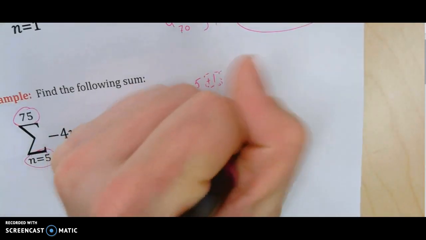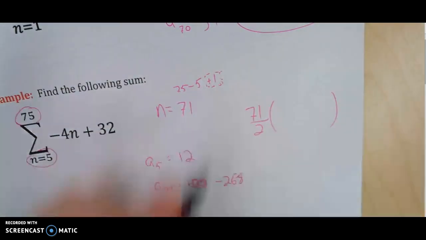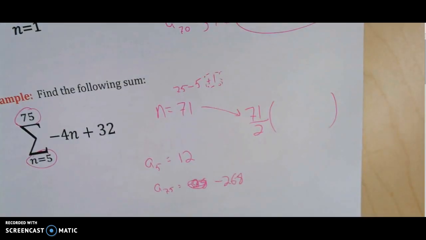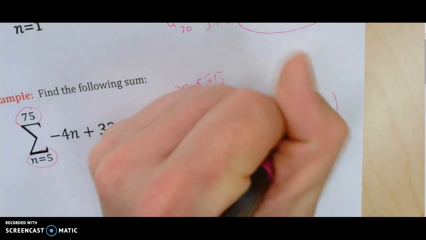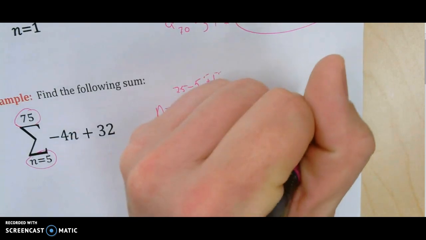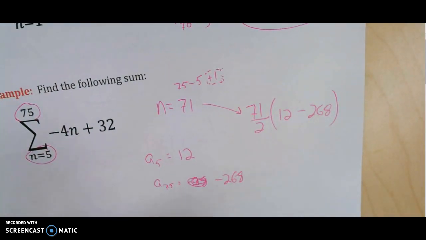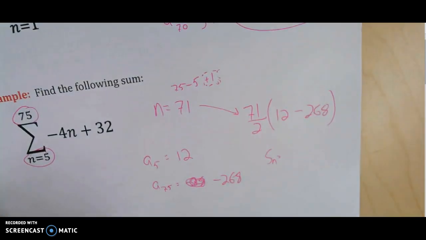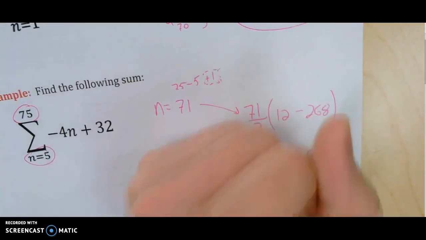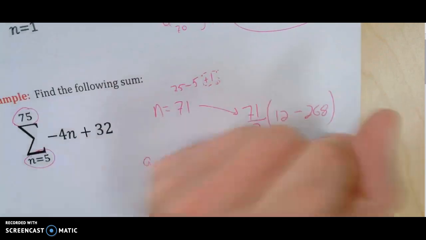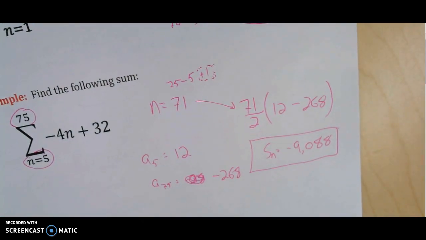And now we go to our formula. 71 over 2, because remember we had 71 terms, times the quantity 12 plus a negative 268. Well, plus a negative is the same as a minus here. So the sum of all of these terms is going to be negative 9,088.